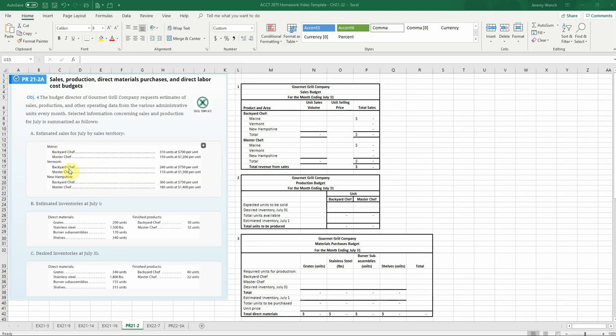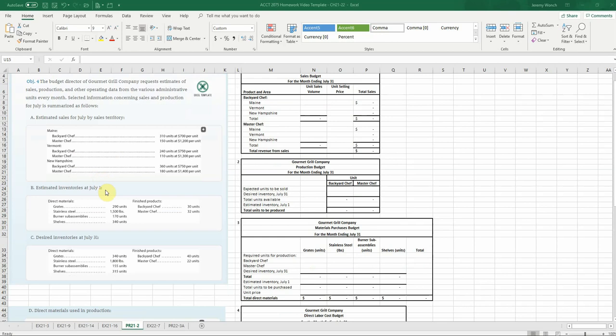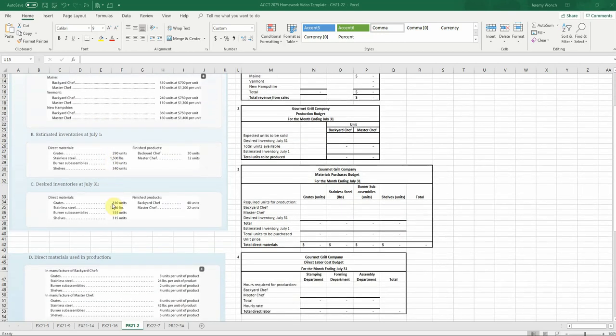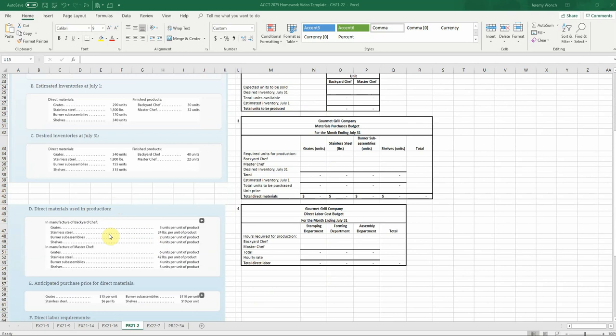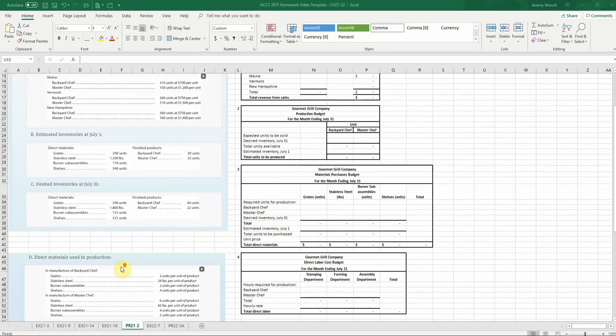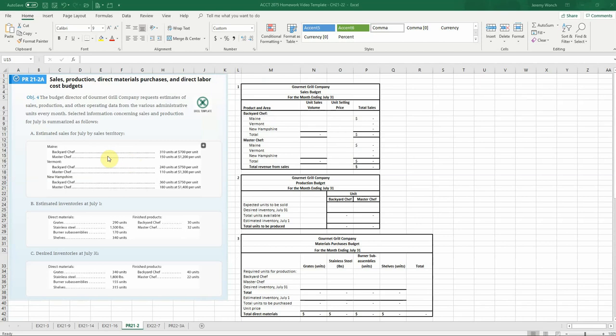So we have estimated sales by territory. We got beginning inventories, desired ending inventories, direct material information, and labor requirements. So it looks like we have everything we need. So we're going to start off with the sales budget.